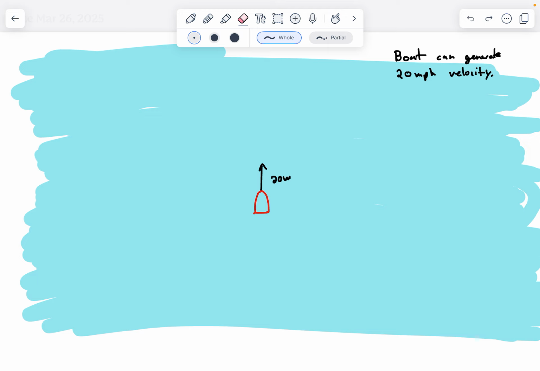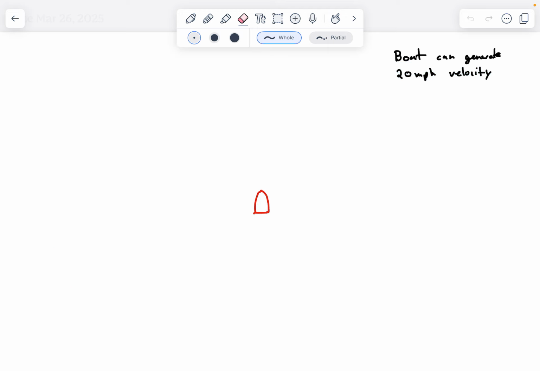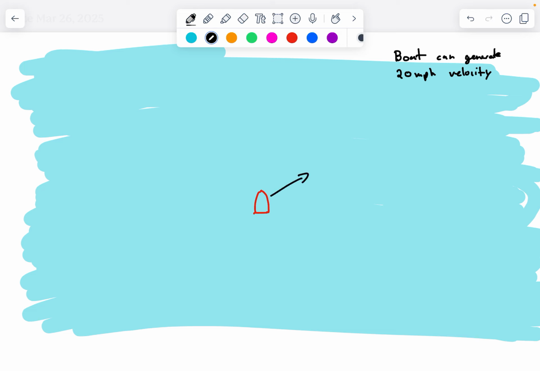If the boat faces some other direction, this way, it can generate 20 miles per hour this way. If the boat faces this way, 20 miles per hour. All right, so depending on whatever direction the boat faces, it can go 20 miles per hour in any direction. We're just gonna hang out in the ocean. Pick a direction, you go 20 miles per hour in that direction. Okay, so that's what the boat can do.